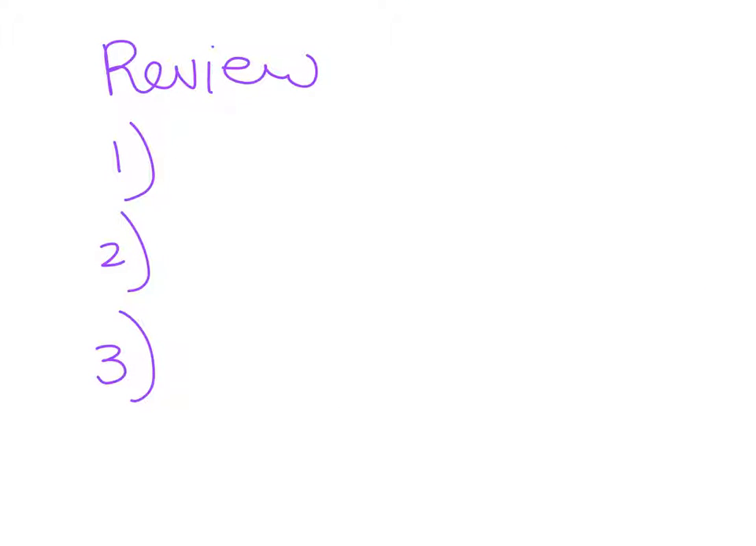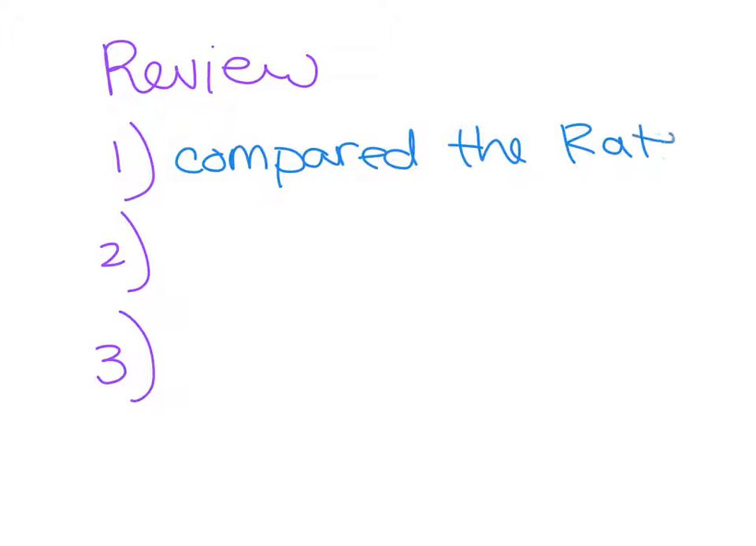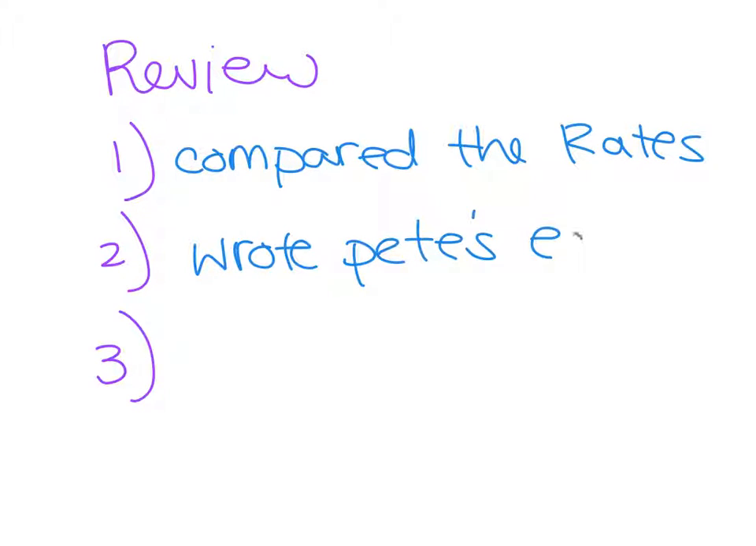Let's review what we did here. First, we compared the rates. We created an equation for Paul, and then we used the graph to find Pete's rate, and we compared them. We determined who was moving faster, which was Pete because he's running. Then we wrote Pete's equation, which was probably the hardest because we had to consider that y-intercept, that he's at -5. He's already 5 minutes behind his brother Paul.